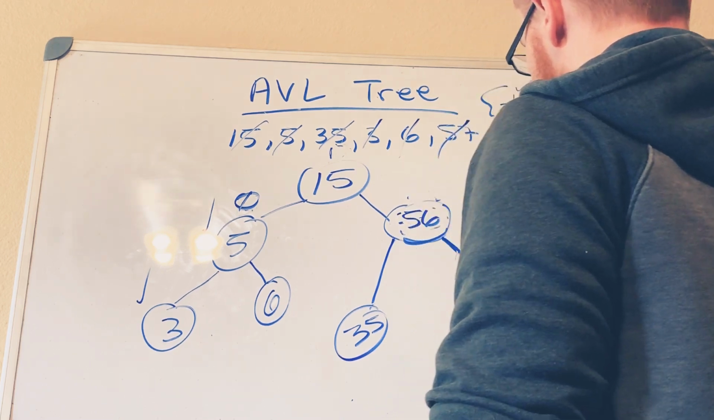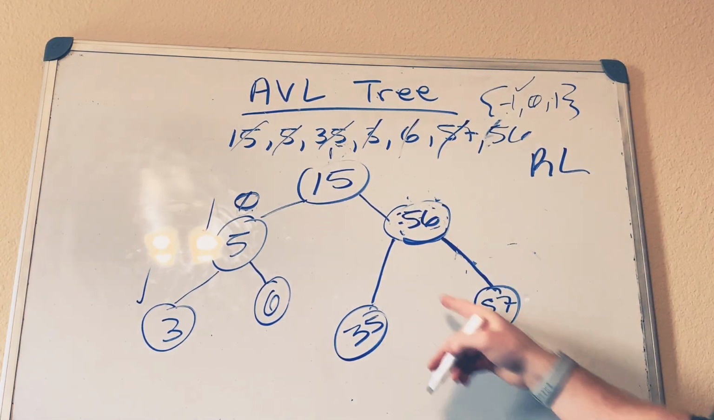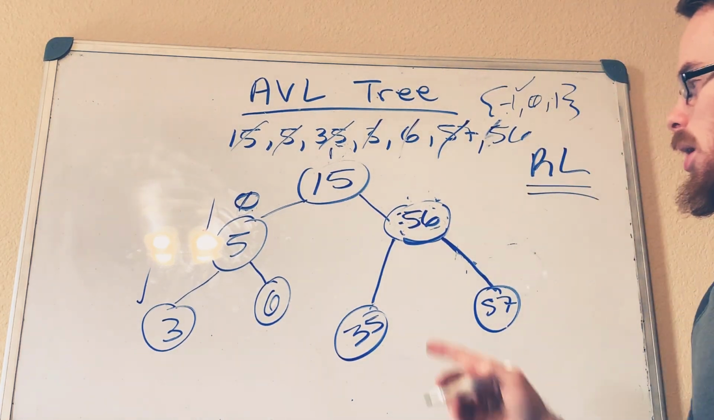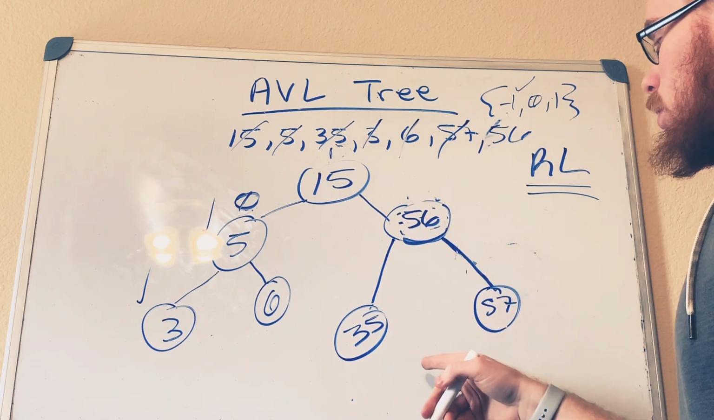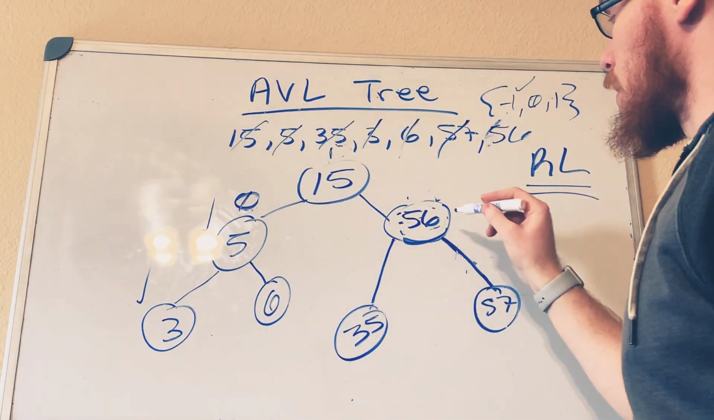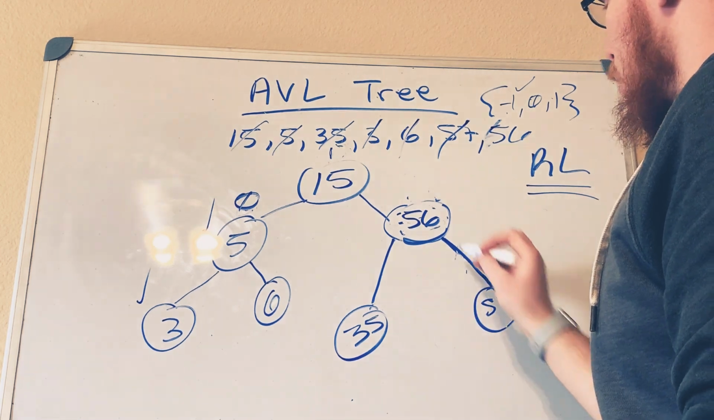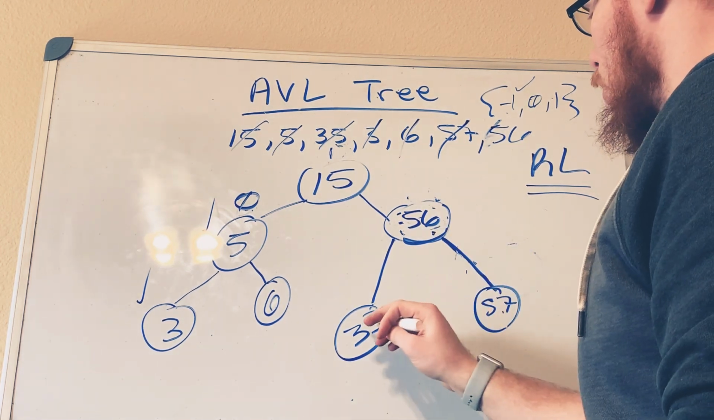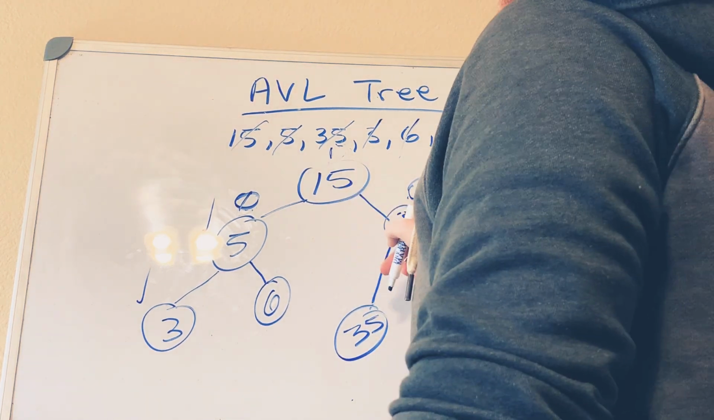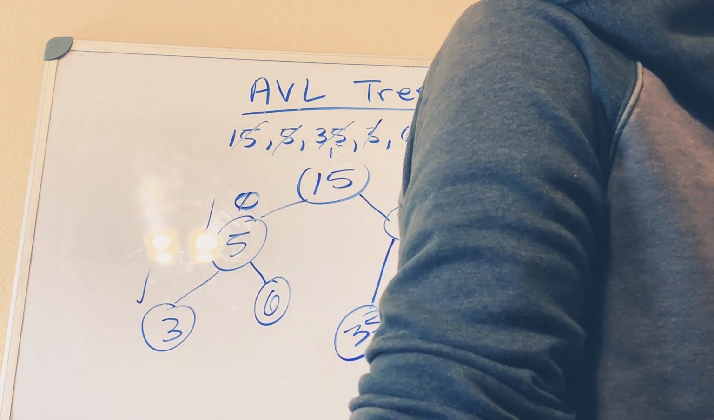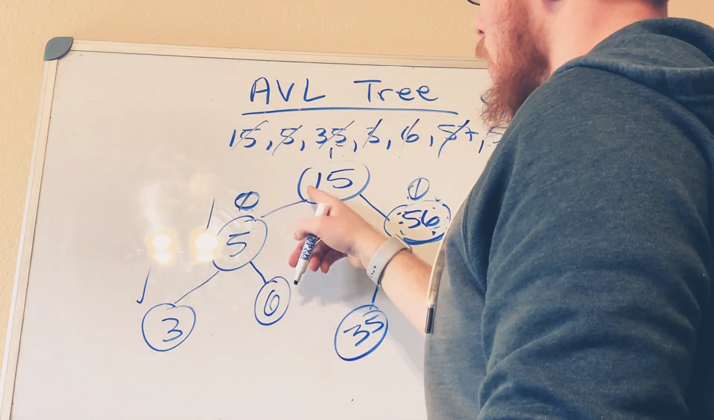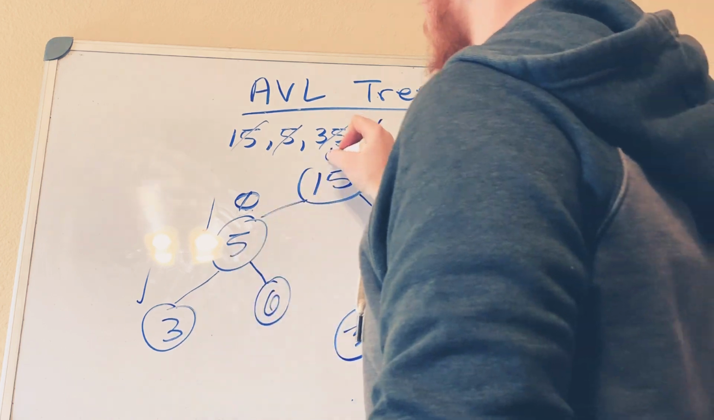57. So we know 57 is greater than 56 and 35 is less. That's right. We did an RL rotation because we inserted to the right and to the left, and that caused the unbalance. So now we can see that the balance of this node here, to the right and to the left, is 1 minus 1, which is 0. The longest path to the right of the root node is 1, 2, so 2, and then the longest path to the left is 1, 2, so the balance is 0.